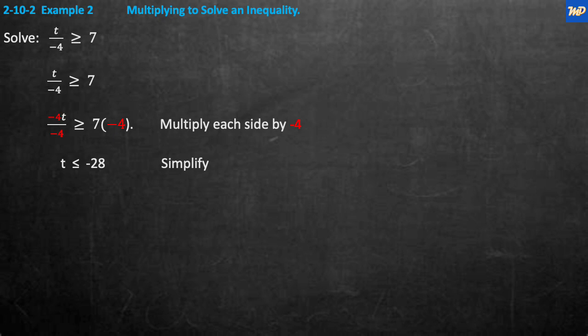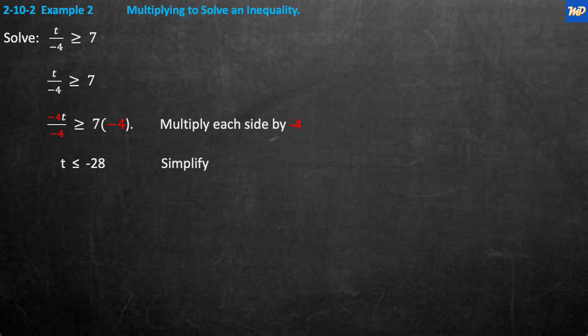Okay, example 2, multiplying to solve an inequality. So we start off here with t divided by negative 4 is greater than or equal to 7. Okay, so what we do here is, in order to get rid of the divided by negative 4, we're going to multiply both sides by negative 4.